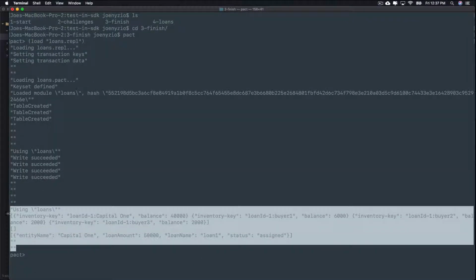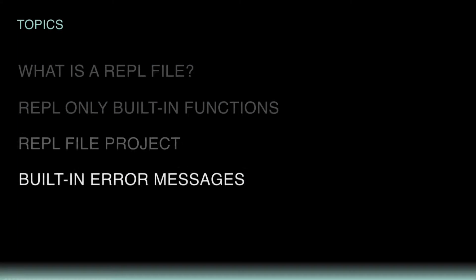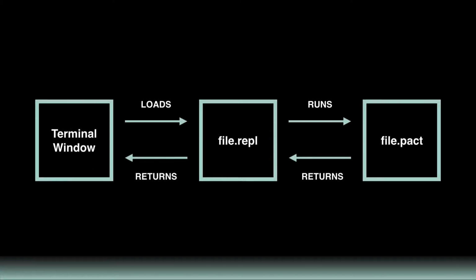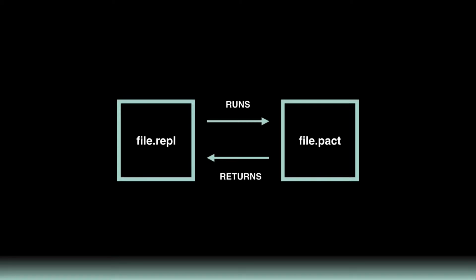From here, you can experiment with changing the REPL or PACT files to see how this changes the output into your terminal. Before wrapping up, I want to get set up and play around with a couple of examples to show you an important feature available in the PACT Atom SDK. As you've seen, you can run REPL files from your terminal to test PACT code. Another valuable feature in the SDK is that it actually runs these files for you without using the terminal.